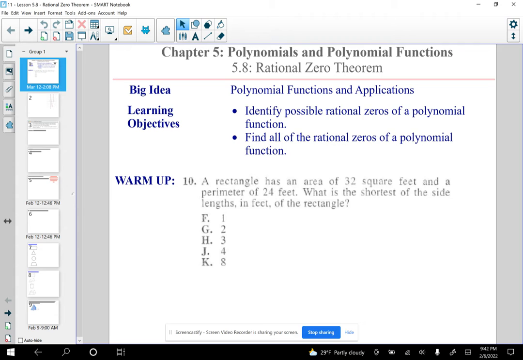So we're going to start with this ACT style type of warm-up problem. And I'm actually going to give you guys 1 minute to try this, similar to the speed you need for the ACT. So I'm going to set a timer on my phone and I'm going to give you 1 minute to try this starting now.